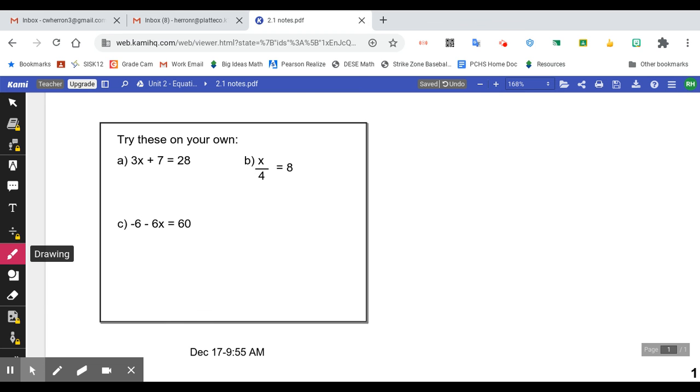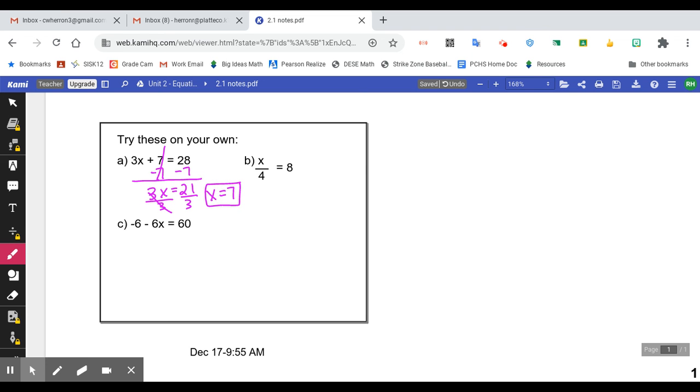Okay, so hopefully you're back after trying. I'm just going to go through this pretty quick. Subtract 7, 3x equals 21, divide by 3, and x equals 7.